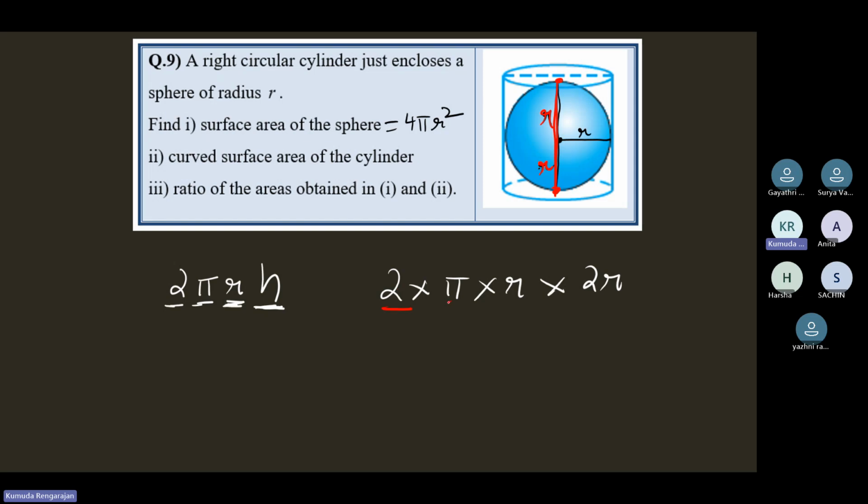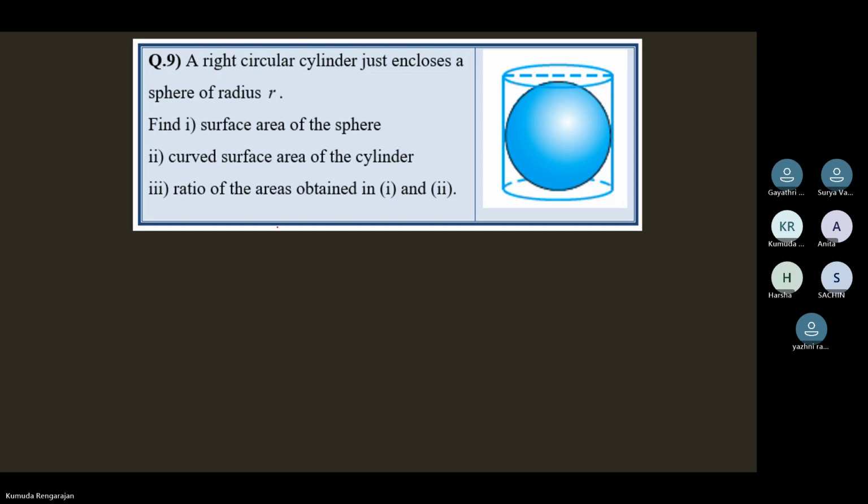So 2 into pi into radius of the cylinder, r, into height of the cylinder, 2r, gives us 4 pi r square. It's the same. This is 4 pi r square. This one is also 4 pi r square. The third sub-question is to find the ratio of the areas obtained in 1 and 2. The ratio of the areas obtained in 1 and 2 is 1:1.